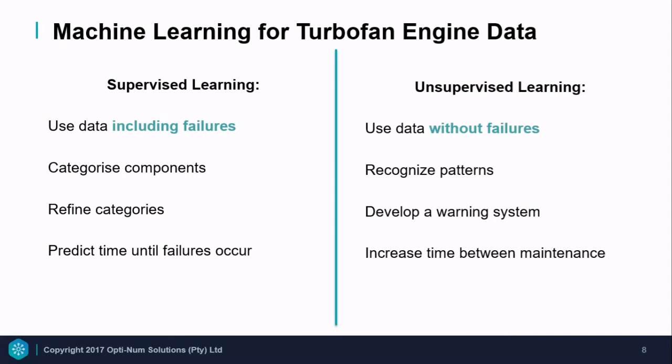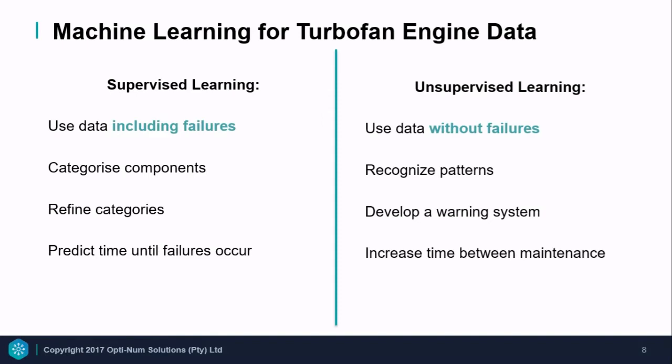These categories can then help us to predict the time until failures will occur on each engine. This approach is considered very impractical in real-life situations, since it is not very easy to allow your engines to run until they fail. Failure data is also very expensive and difficult to obtain. For this reason, we will be mainly focusing on unsupervised learning for the rest of this webinar.